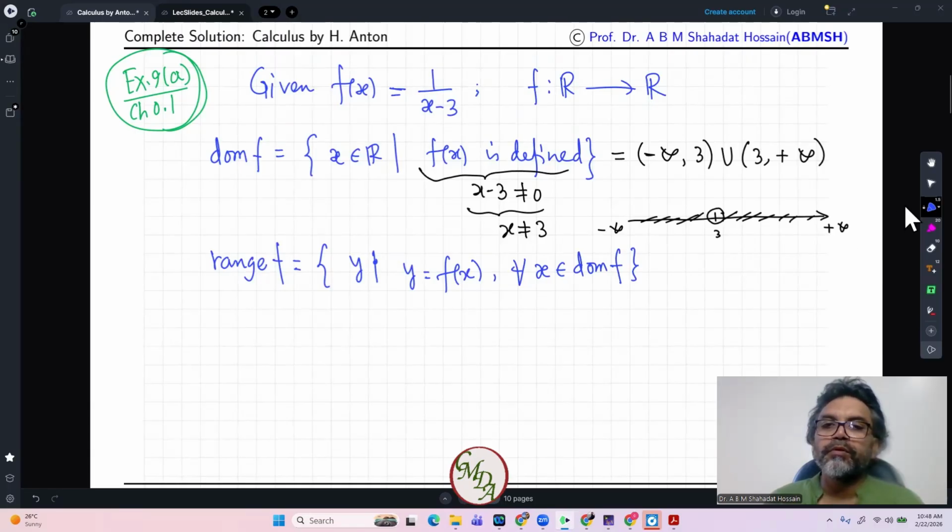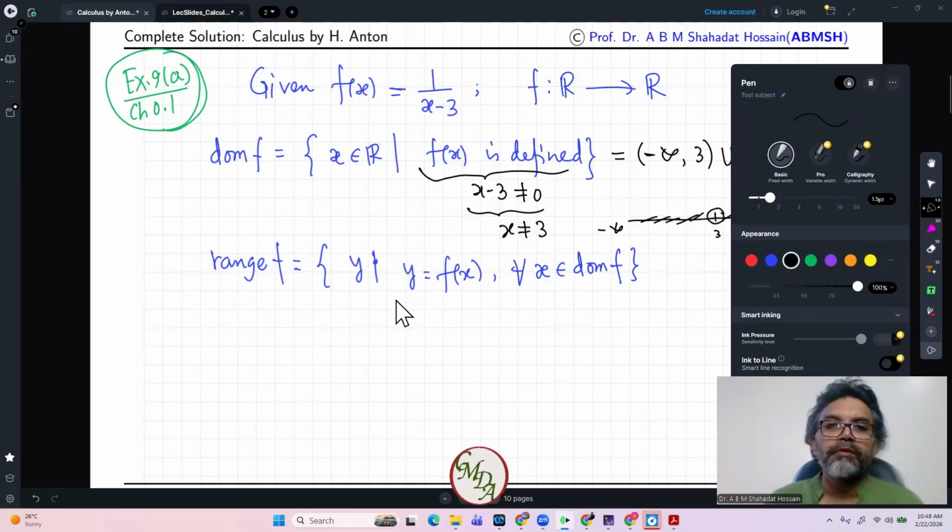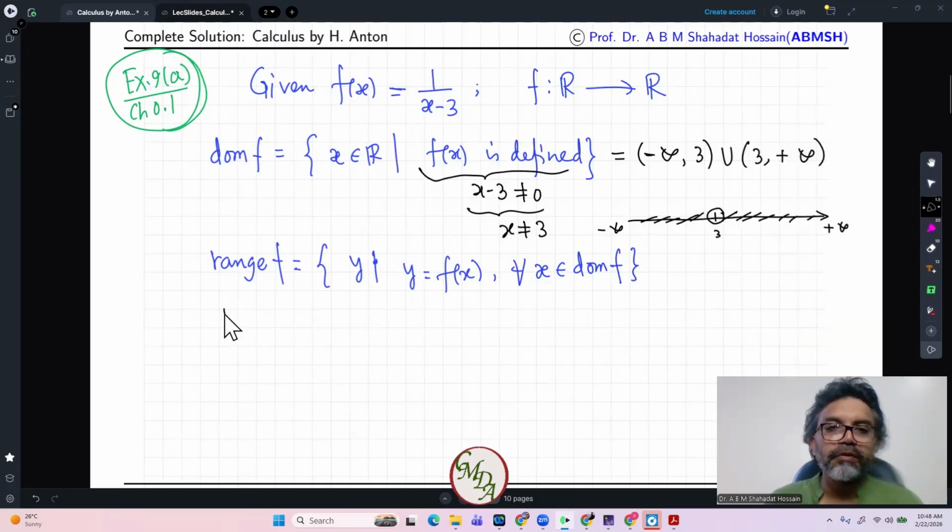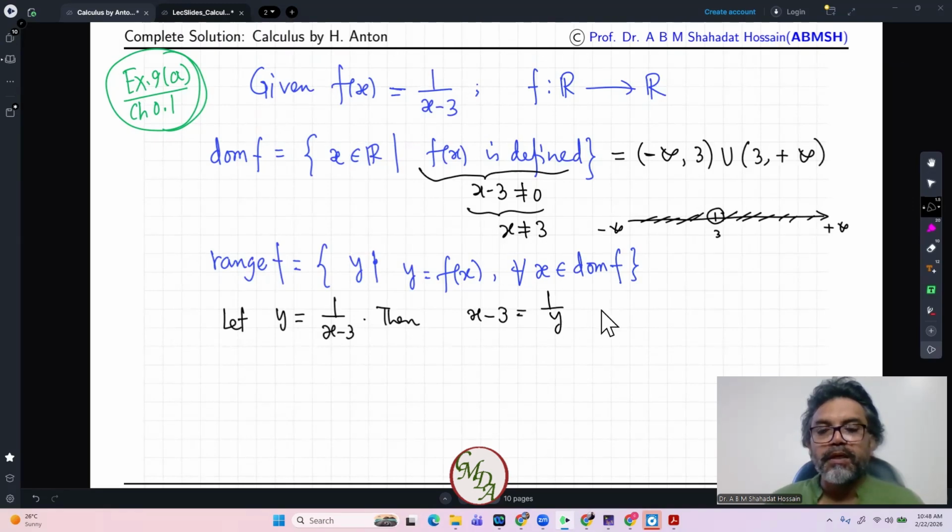To get this, we need to solve the function for y. Let y is equal to 1 by x minus 3, and this implies x minus 3 equals 1 by y, and therefore we have x equals 1 by y plus 3. So clearly we can see that y cannot be 0.